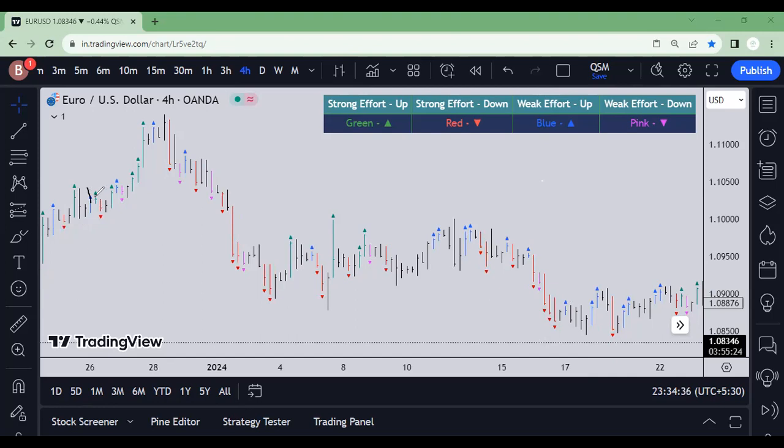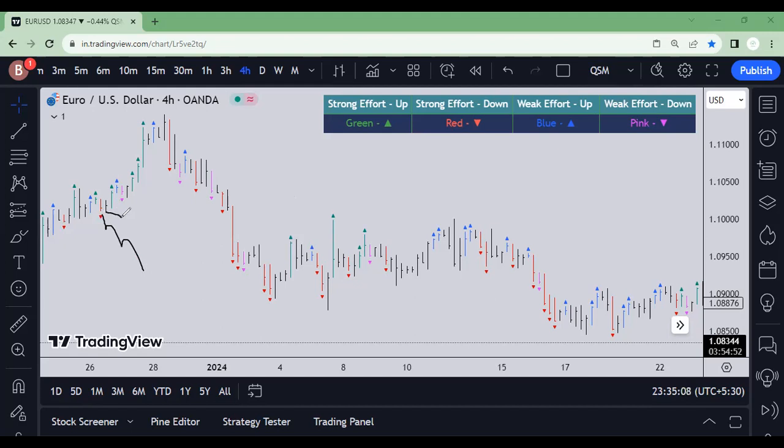And after that, we see low effort or weak effort to take the market upwards. Again, after that, there was a continuation of efforts to take the market upwards. Then after that, you can see there is a strong effort to take the market downwards. If this was a strong effort to take the market down, why didn't the price go in the downward direction?